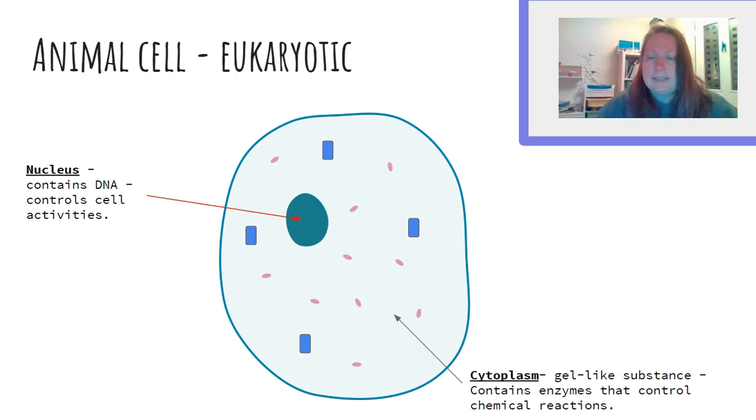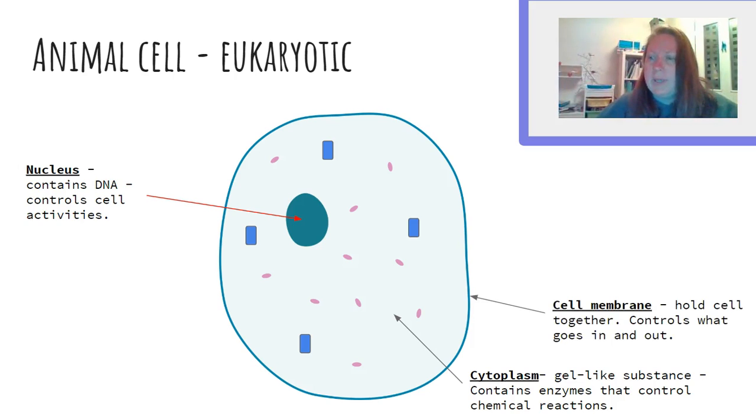Cytoplasm is a gel-like substance, contains enzymes which control the chemical reactions that happen. You don't need to know about these chemical reactions till A level, so I'm not going to go into that too much. We have a cell membrane. Cell membrane's main job is to hold the cell together and control what goes in and out of the cell.